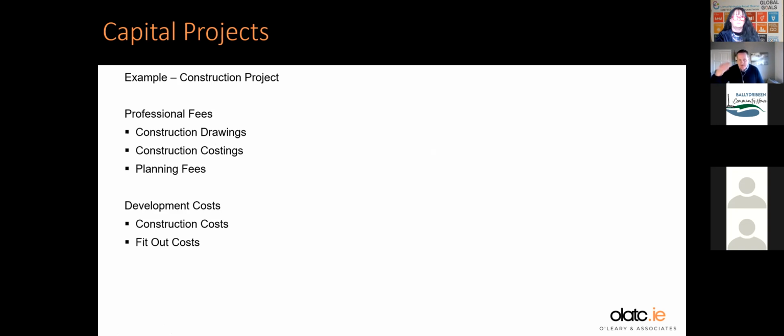And it might be done on a phased basis. A lot of projects we work on are phased projects because you can't get all the money in up front, or the project is so big that there's no way they're going to be grant aided in one go. So you might split the project into maybe three or four phases.